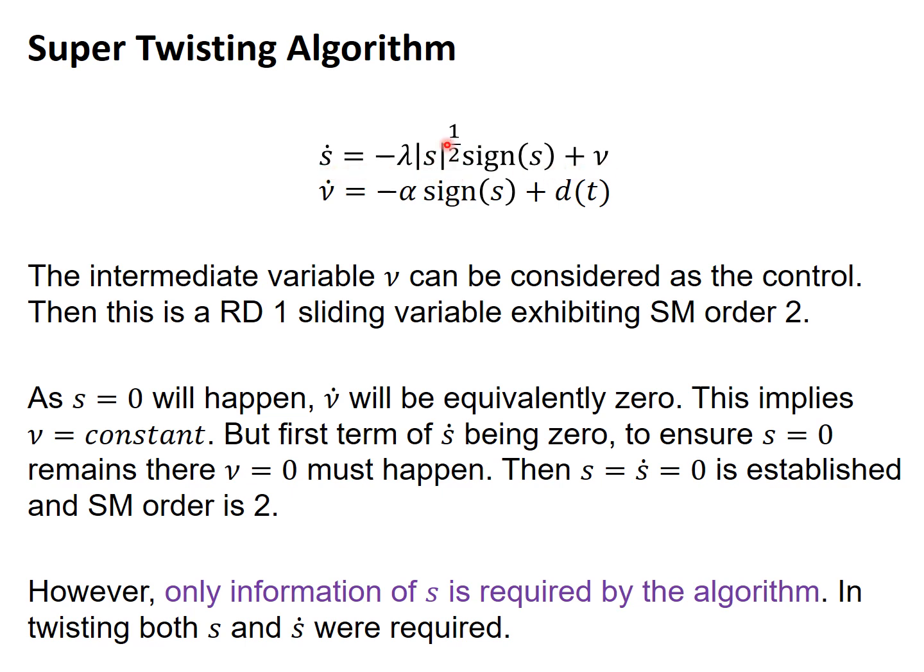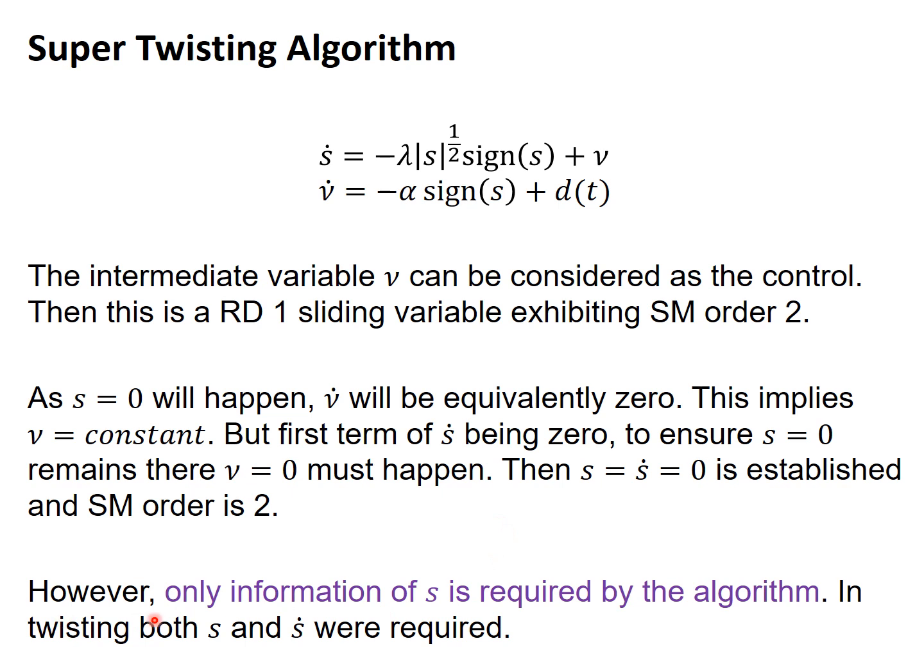So, if it has to remain at S equals 0, then this nu cannot be anything but 0, and that will also ensure that S dot equals 0. So, S and S dot equal to 0 will be established. With this algorithm we must have this sort of thing happening. This is what we will prove going further ahead in this lecture, that both S and S dot will become 0 in finite time.